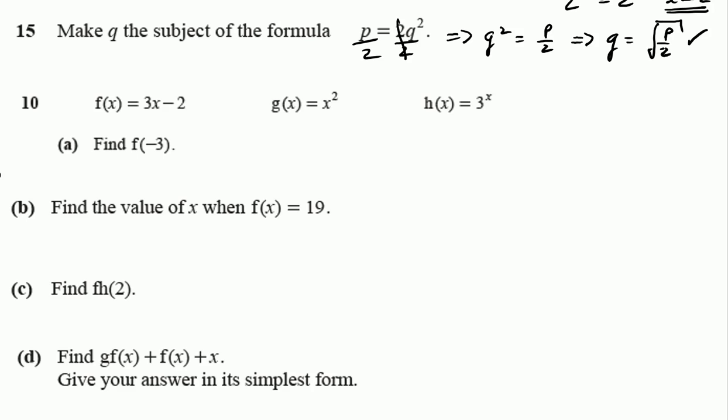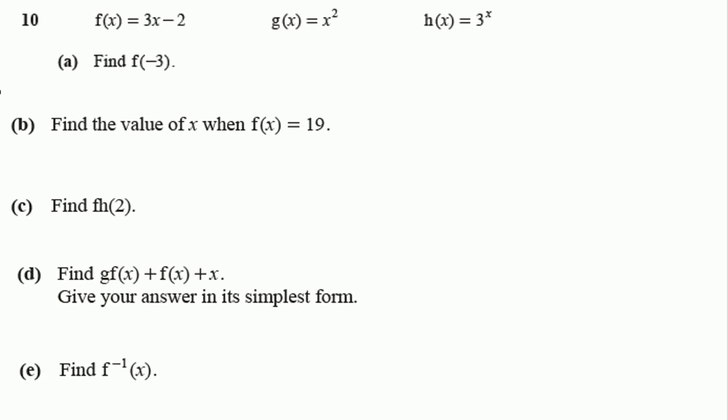On to the next question. I'm given 3 functions to play with, and I'm asked to find f of minus 3. So this simply means put minus 3 into this f function. That is 3 times minus 3 minus 2. Notice that even here I'm being careful to substitute in my negative number using brackets. This gives me minus 11.